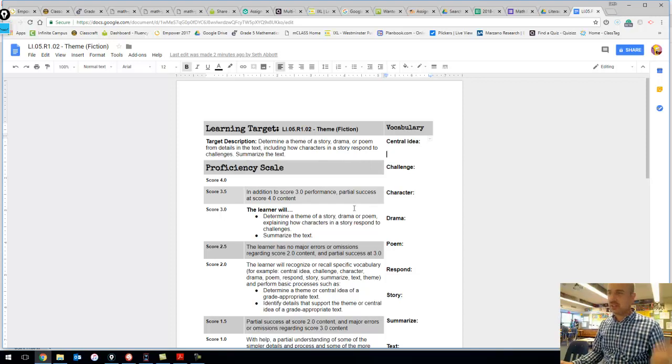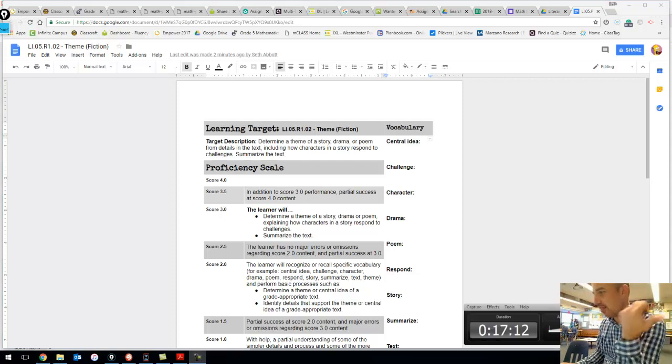Anyways, these proficiency scales, it's pretty cool, and it's been a big game changer for me in my teaching. So that's it. Hope it's all clear. Hope I didn't babble too much. Thank you very much.